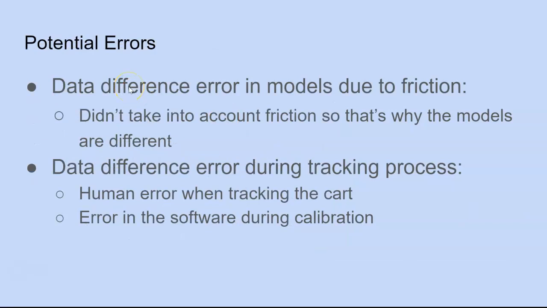Potential errors: there could be a data difference in the models due to friction. We didn't take into account friction for the computational model, so that's why the models are different. And there could be a data difference during the tracking process. Of course, there's human error when tracking the cart and potential software errors as well.